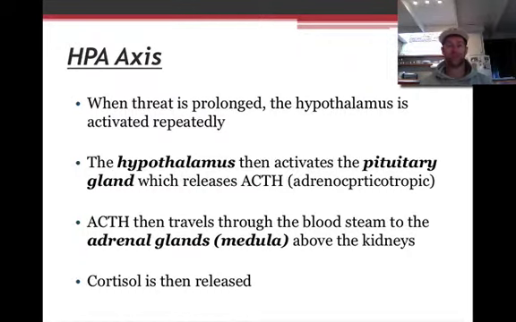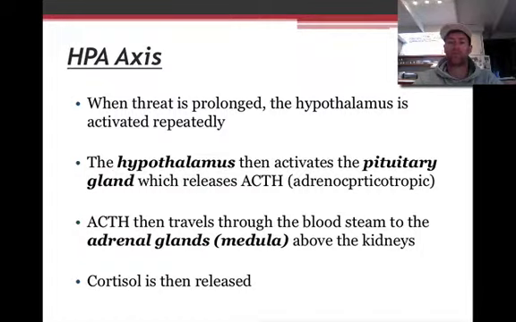And it's called the HPA axis because, as you can see there, the hypothalamus, the pituitary gland, and the adrenal glands. Okay, so when the threat is prolonged, the hypothalamus is activated and reactivated, and reactivated. Basically, the hypothalamus then activates the pituitary gland. Okay, so once the pituitary gland is activated, it releases something called ACTH. I don't expect you to pronounce that other word.